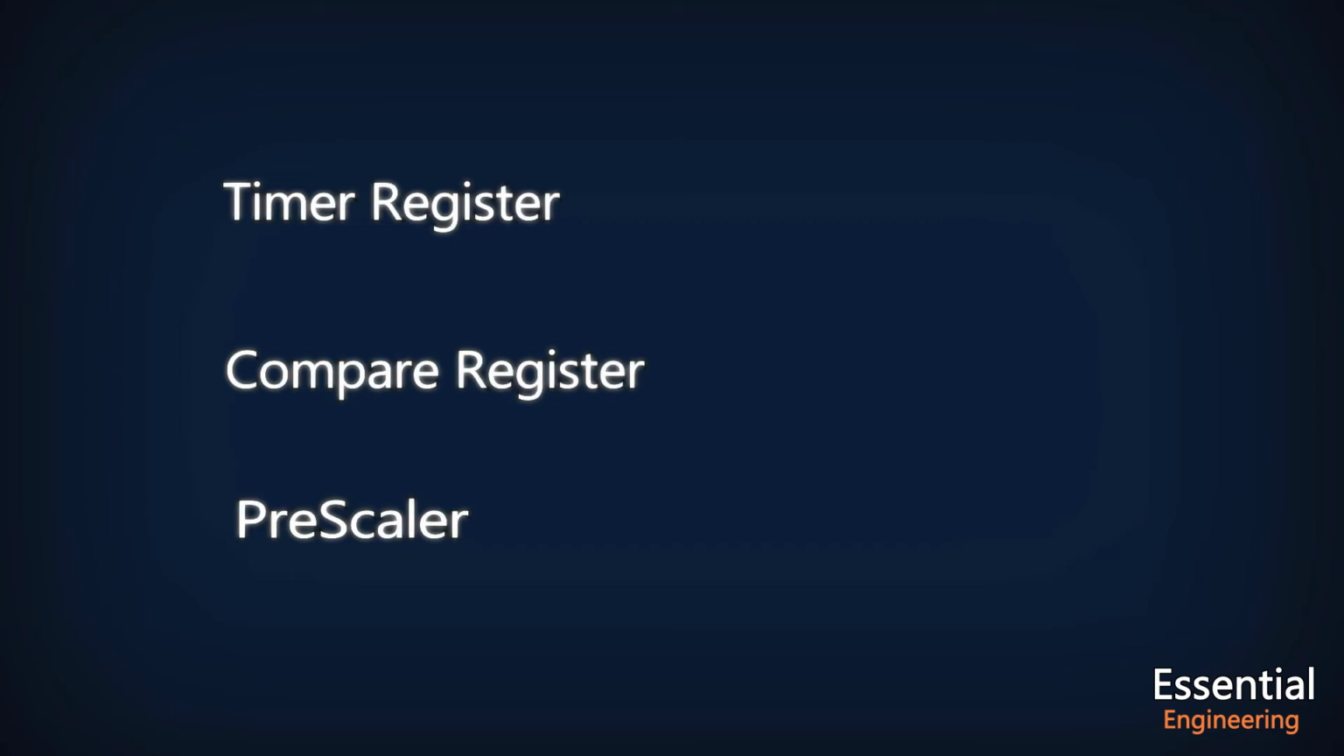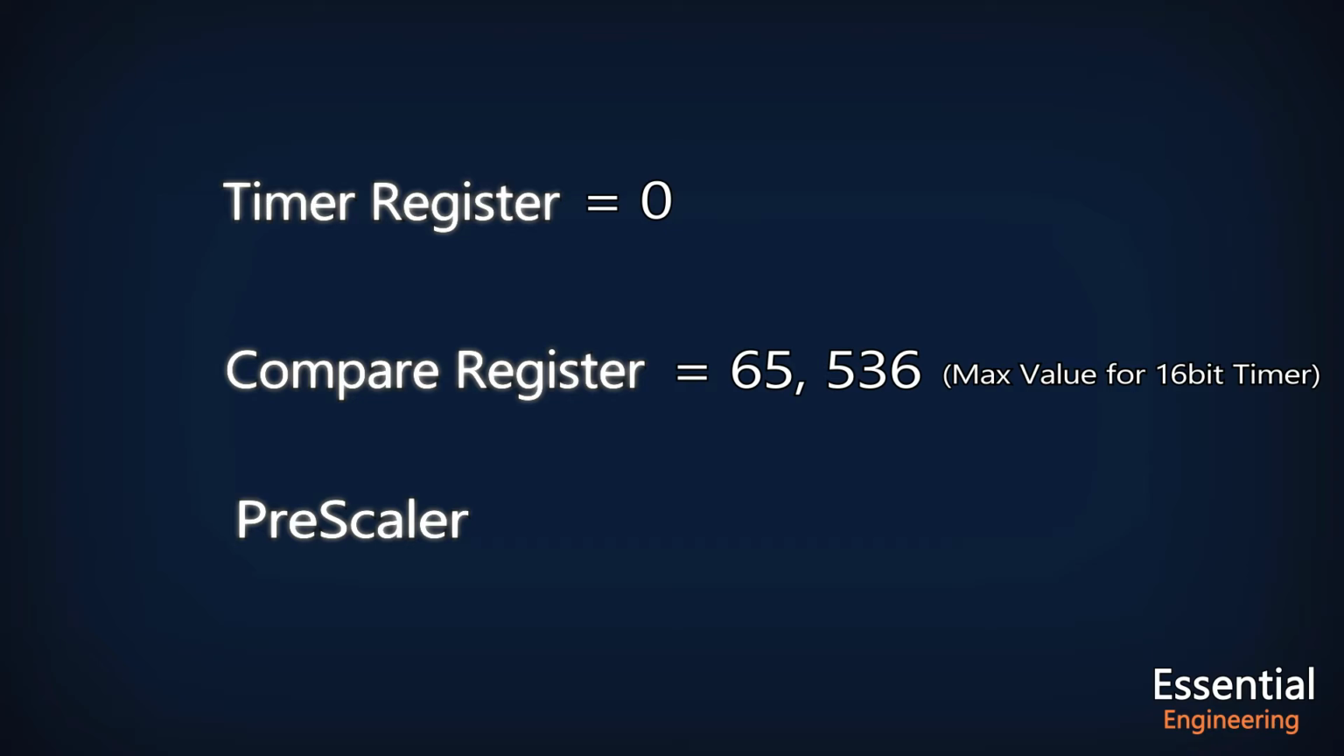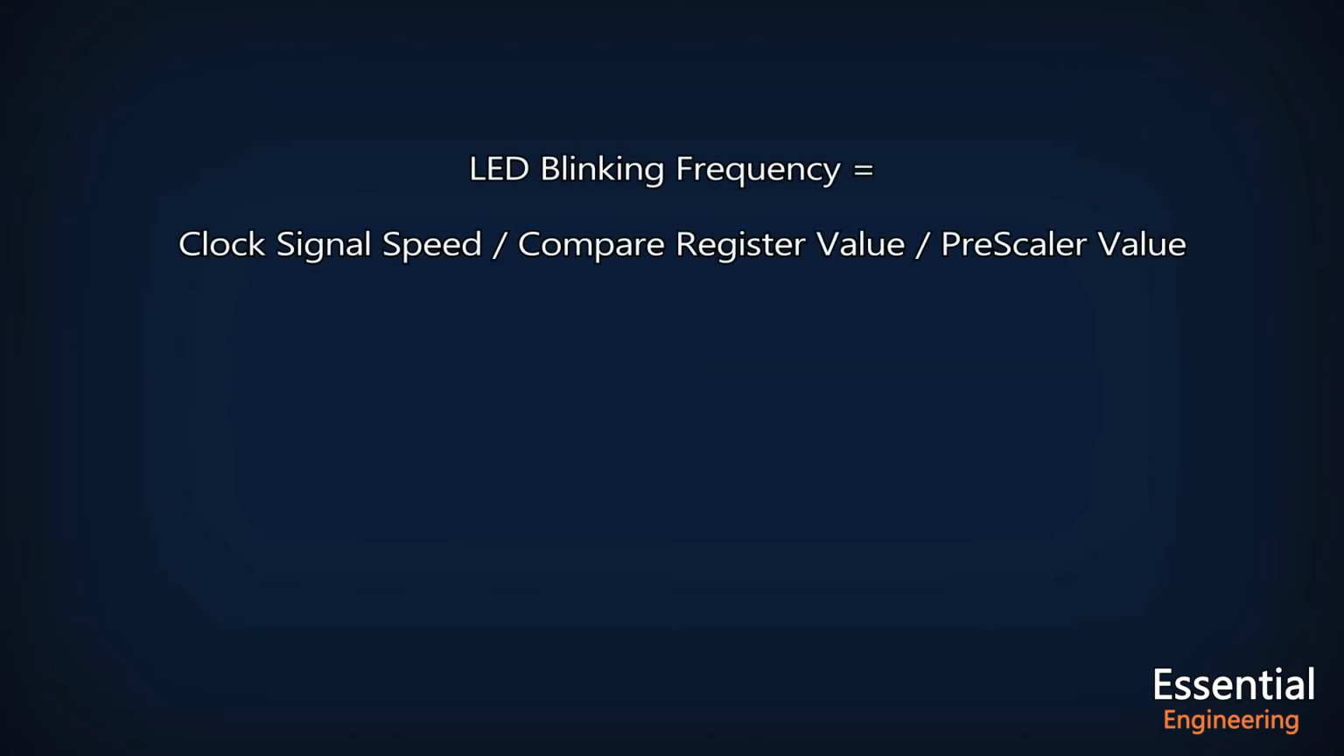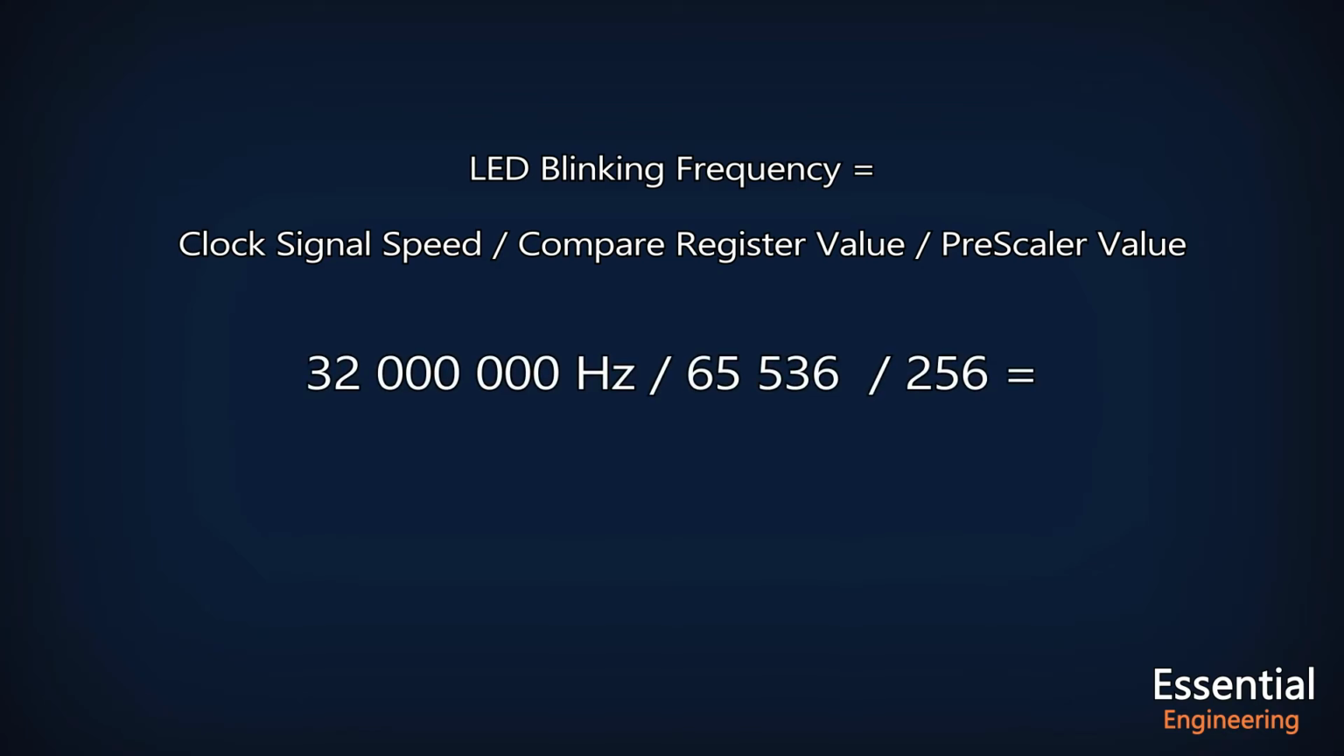We will set the timer starting value to 0 and the compare register to the max possible value. And finally, we're going to set our prescaler to 256. Using the formula shown here, we can get a rough estimate of the frequency in which our LED will blink. After running the numbers on the values we chose, we can expect the LED to blink with a frequency of 1.9 Hz.